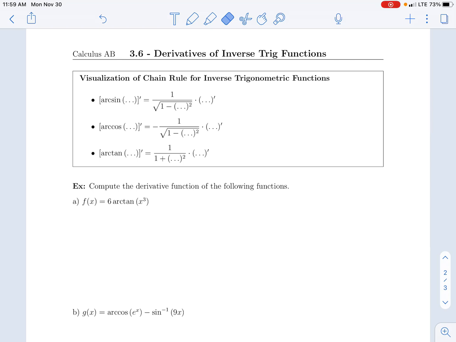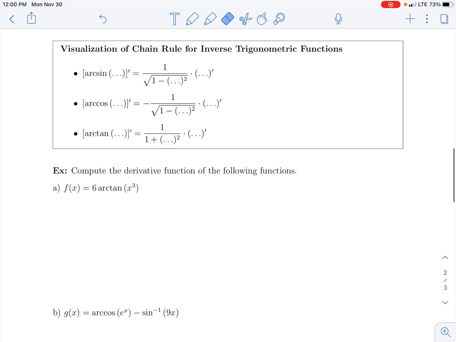And then for arctangent of parentheses, the derivative of that is 1 over 1 plus parentheses squared times the derivative of the parentheses. So those are the three visualizations of the chain rule that we have for inverse trigonometric functions. That's how I visualize the chain rule for these three functions, and now I'm just going to apply them to these two examples here.